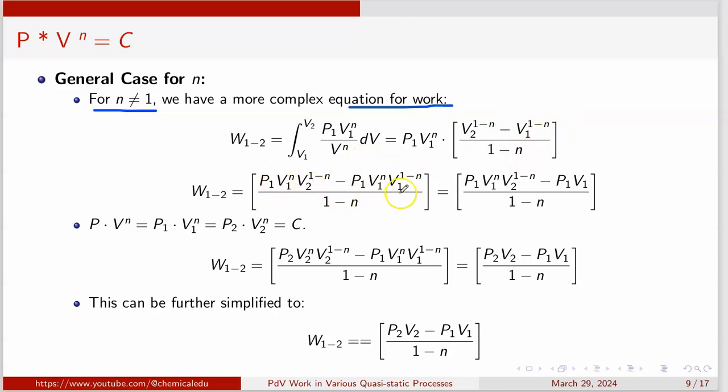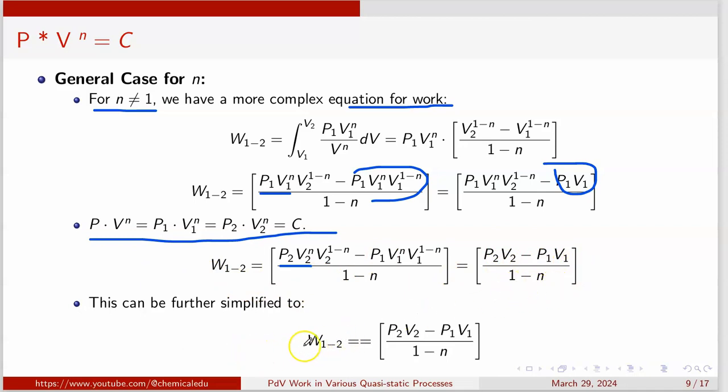Now if we simplify, we get P1V1 to the power n into V2 to the power 1 minus n, minus P1V1 to the power n into V1 to the power 1 minus n. Now if I plug in P1V1 to the power n equals P2V2 to the power n, then V2 to the power 1 minus n combines, and we already have P1V1. So finally we get the work done from state 1 to state 2: P2V2 minus P1V1 by 1 minus n.